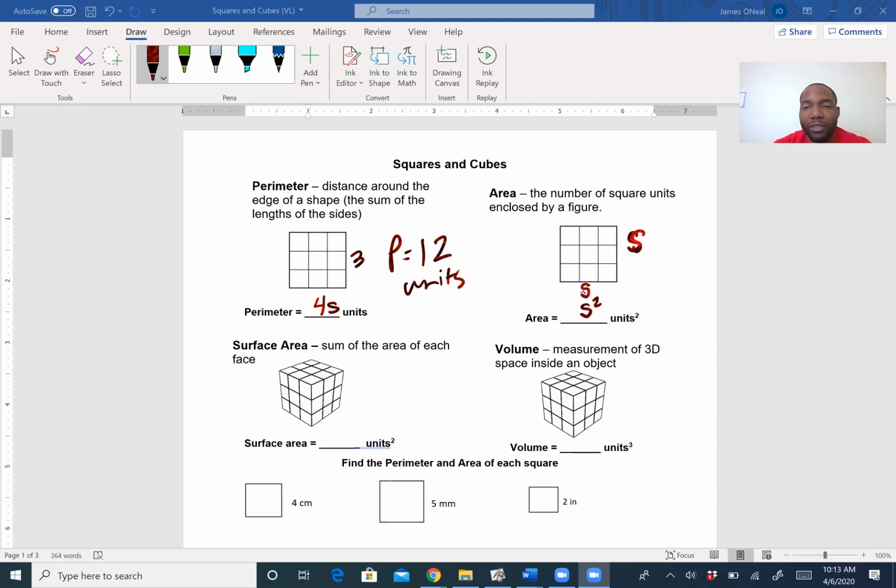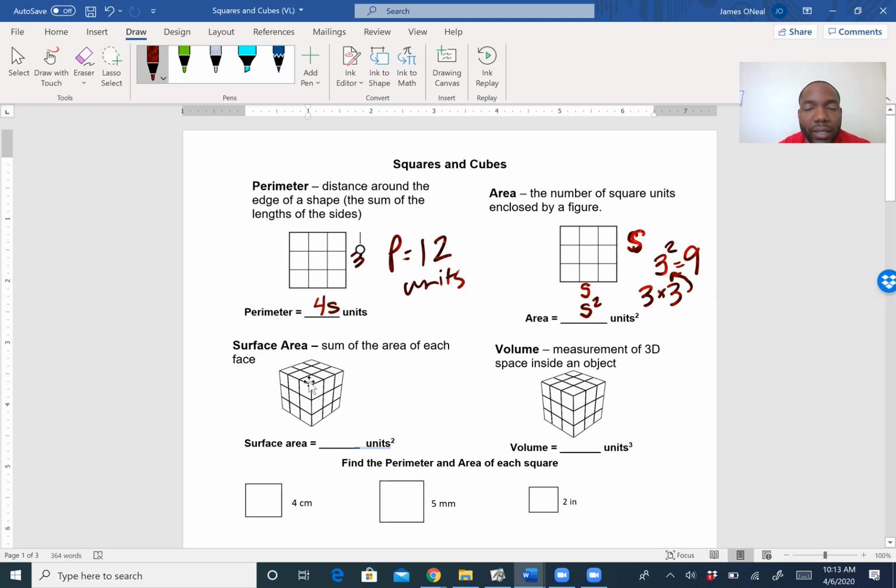Side times side, which would be side squared. All right. So if I say that the side was 3, well, this side is actually 3. 3 squared is going to be 9. Or we could find the area by doing 3 times 3, which is 3 squared. That's how we get 9. So this would be 9 square units.